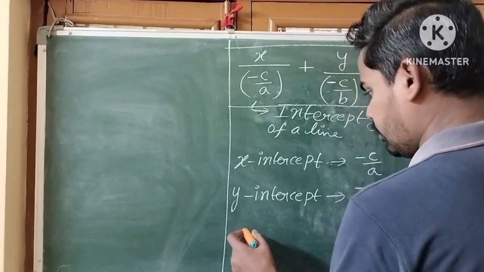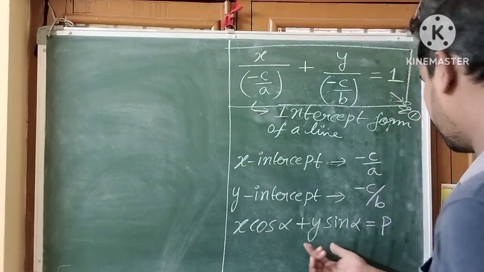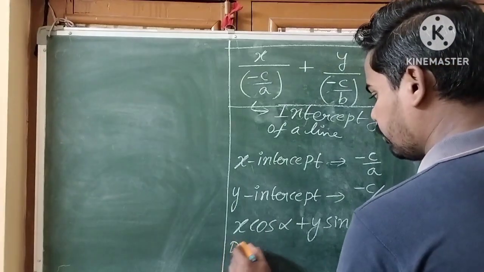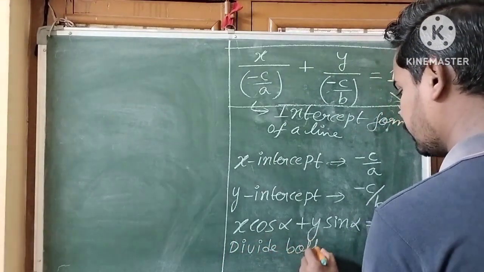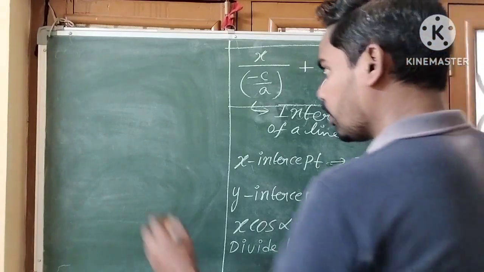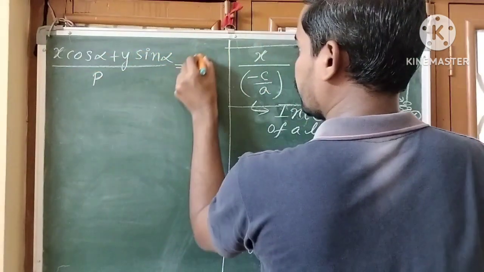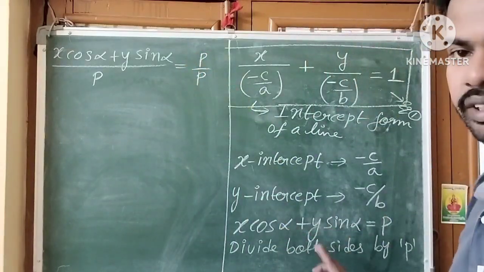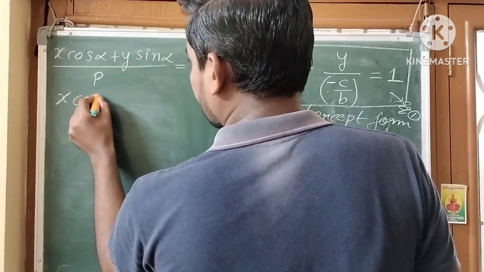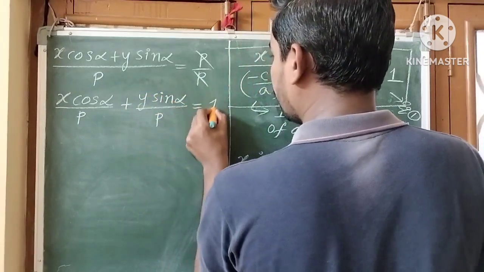Now the normal form of a line is given by x cos alpha plus y sin alpha is equal to p. First of all, divide both sides of the equation by p. You will get x cos alpha plus y sin alpha whole divided by p, equal to p by p. So p by p gets cancelled. Here p is the common denominator for x cos alpha and y sin alpha. We can write it as x cos alpha by p plus y sin alpha by p is equal to 1.